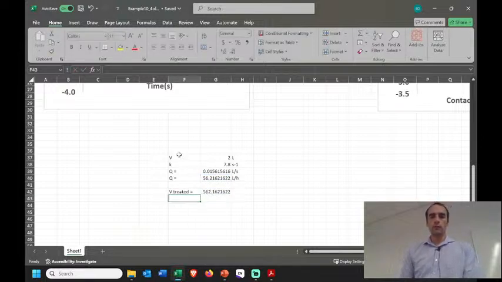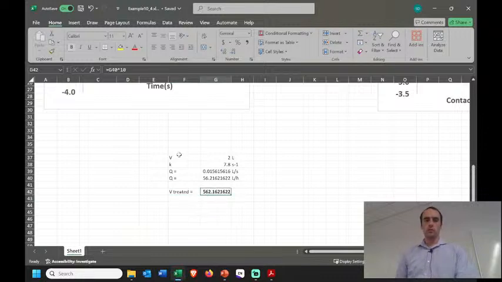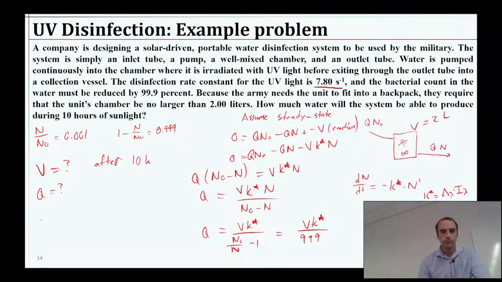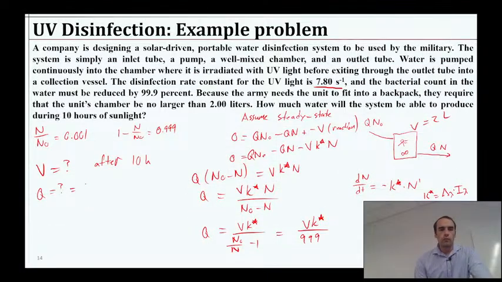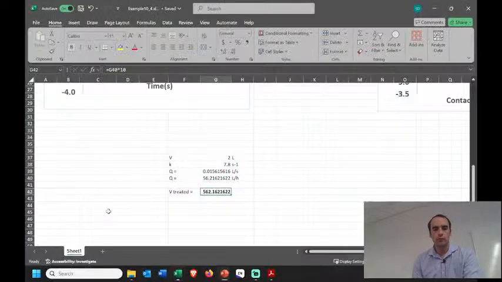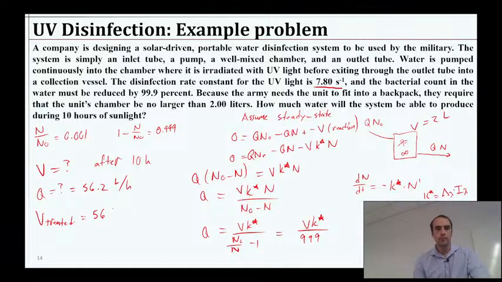So 562 liters. We'll go ahead and put this in first. Q was 56.2 liters per hour. So 562, right? Yeah. Okay, does that make sense?